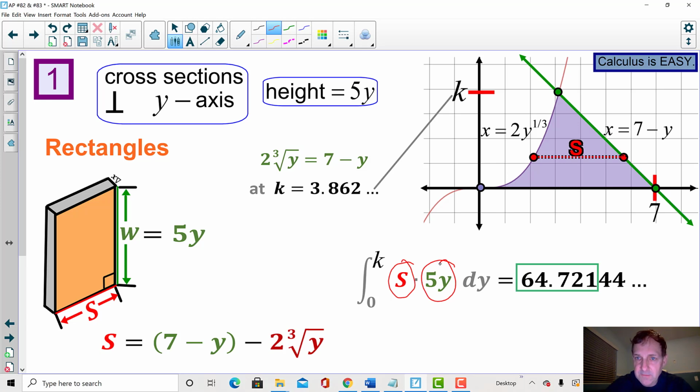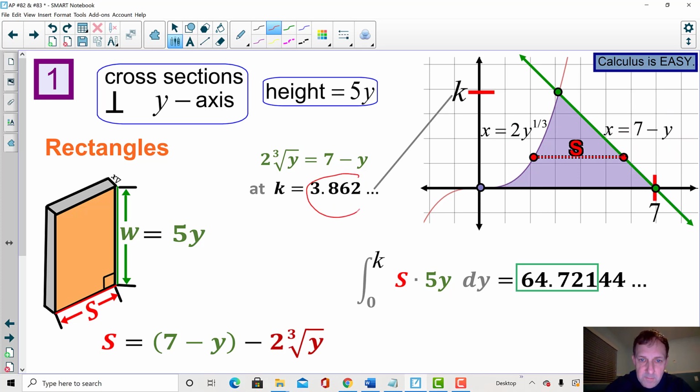We do have to find the value of k, which is a y value. We are going from 0 up to k. So those are our bounds. But what is k? Well, to get k, you just solve where this function is equal to this function. And you're solving it for y. So k is actually a y value.